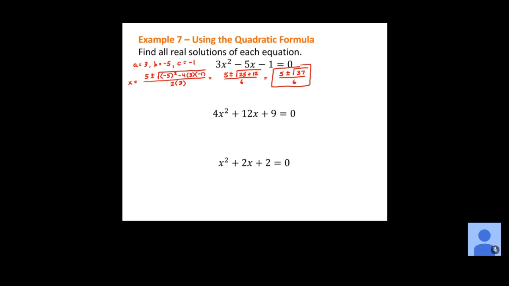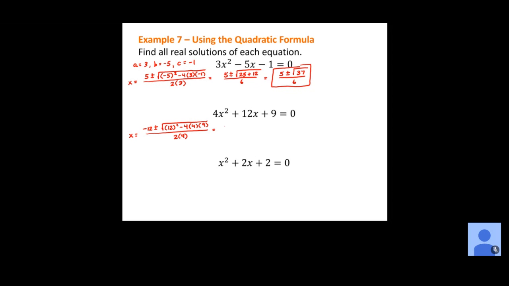All right, now let's take a look at the next one. Again, we want to use the quadratic formula and get our solutions to this one. So we have x equals negative b, which in this case would be a negative 12, plus or minus the square root of b squared, so 12 squared, minus 4ac, so 4 times 4 times 9, all over 2a, which is 2 times 4.